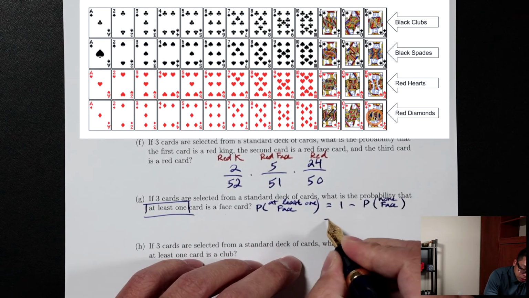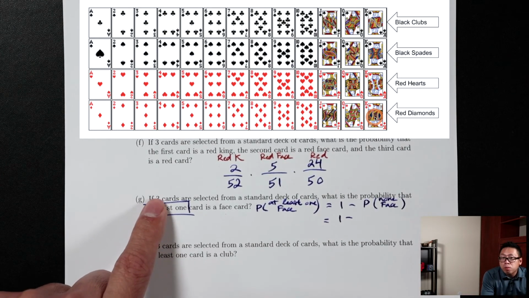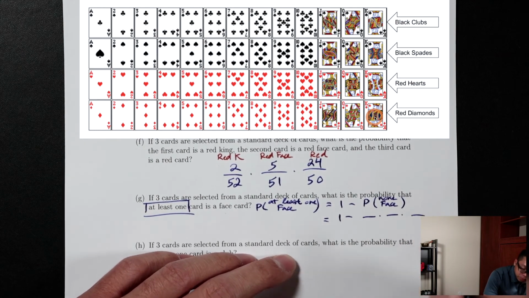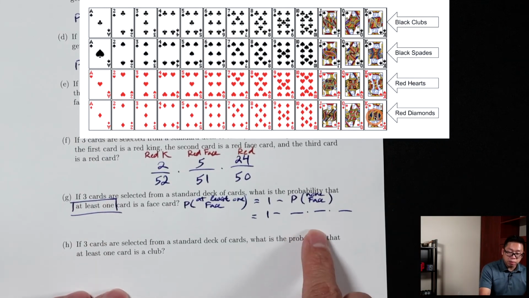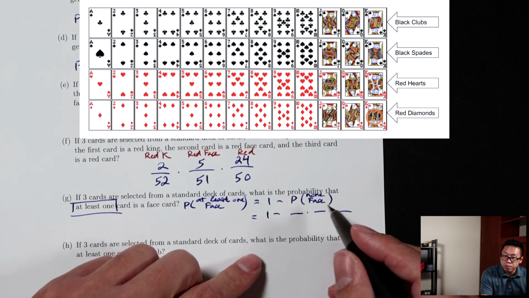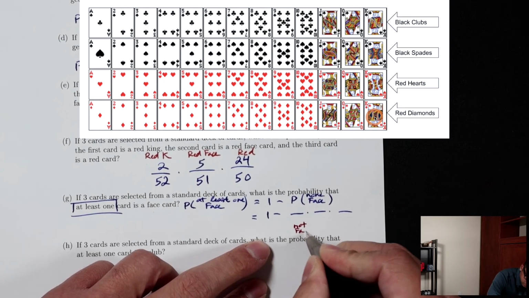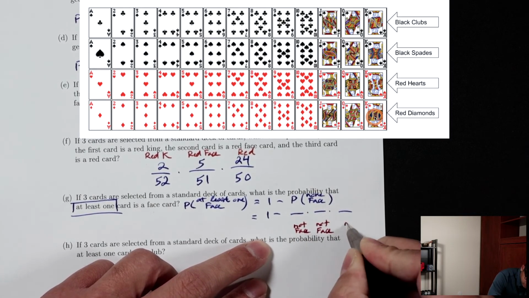So our answer is going to be 1 minus, how many fractions do I need? Talking about 3 cards, so 3 fractions. 3 cards, none of them face. That means I want not face, not face, not face. So all of them not face. That's what it means for none of them to be face.